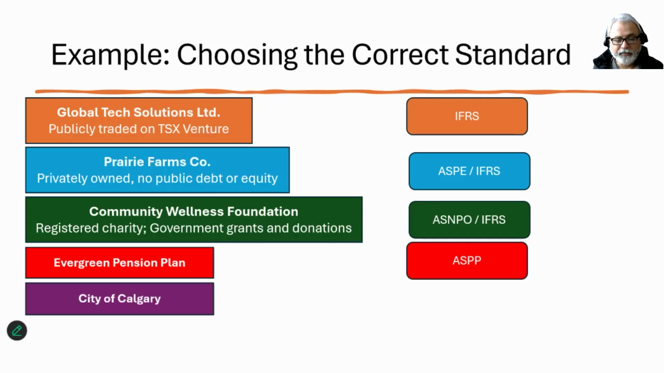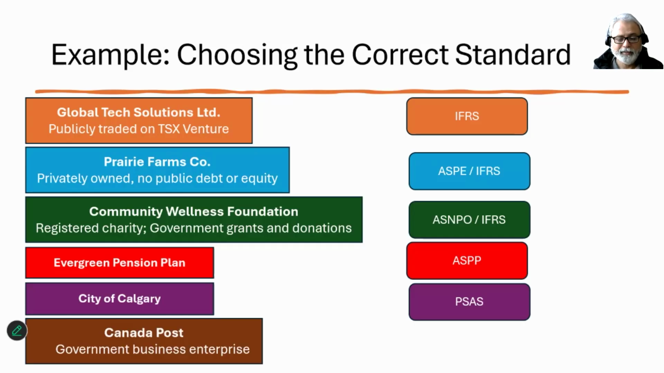What about the City of Calgary? Well, the City of Calgary is at a municipal level. It's a government entity, and therefore it has to follow public sector accounting standards. What about Canada Post? Now, Canada Post, even though it's owned by the government, is a government business enterprise. All right. So although it looks public, Canada Post, at least in principle, is supposed to act commercially. And so therefore, IFRS is the applicable standard for Canada Post.